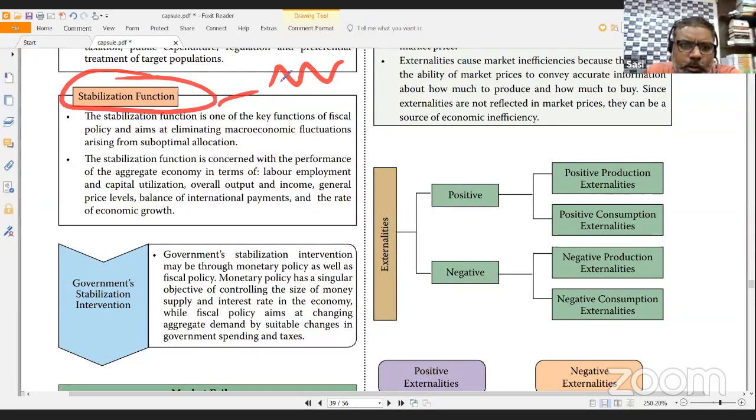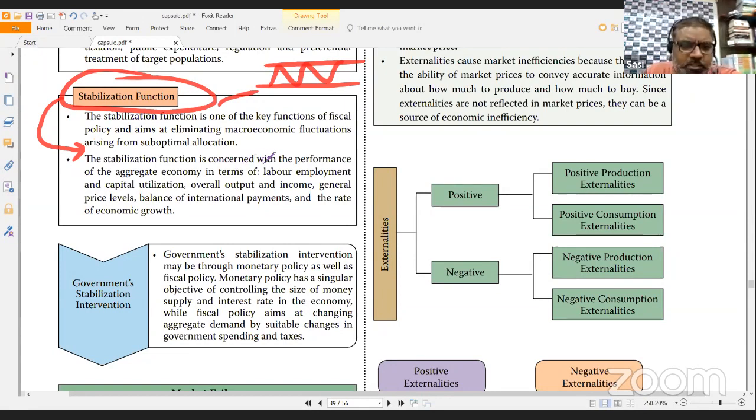It is going to try to reduce the effects of the business cycles. When the economy is in a bad condition, the government must intervene and do the stabilization function. Simply speaking, in recent terms, it cannot sit back and say it is just an act of God and I cannot do anything. You have to do something. That is why you are the government. You have to do the stabilization function when the performance of the aggregate economy is not good.